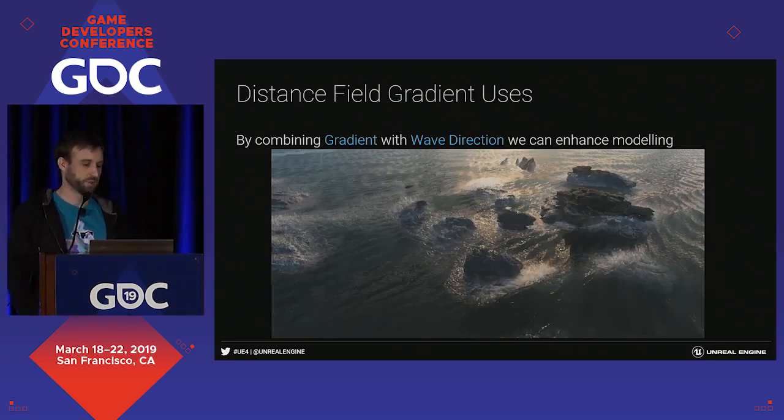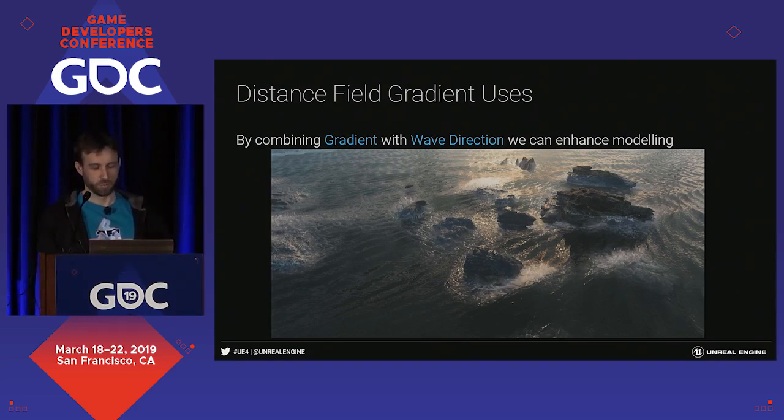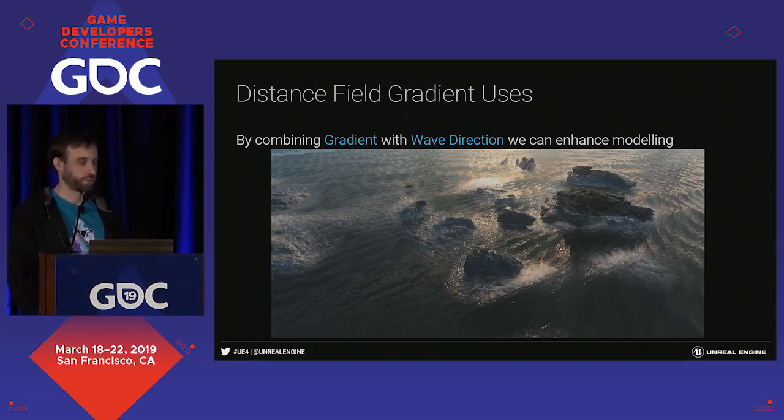By combining the gradient of the distance field with the wave direction, we can enhance the modeling a little bit more and say we want to spawn the splashes on the front of the rock, and we want the splashes to happen sooner there, maybe be a little more opaque there, or we want the foam in the material to be a little bit stronger there. There are really countless ways that you start to use that.